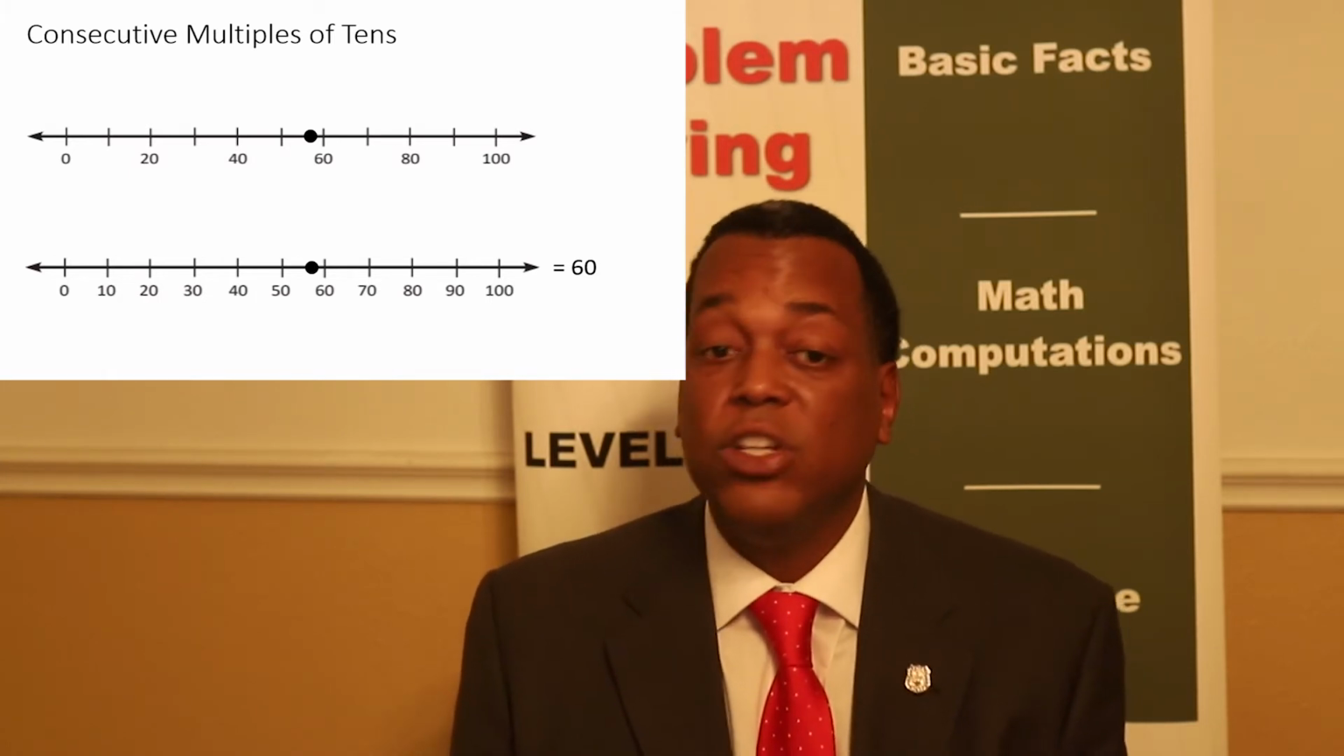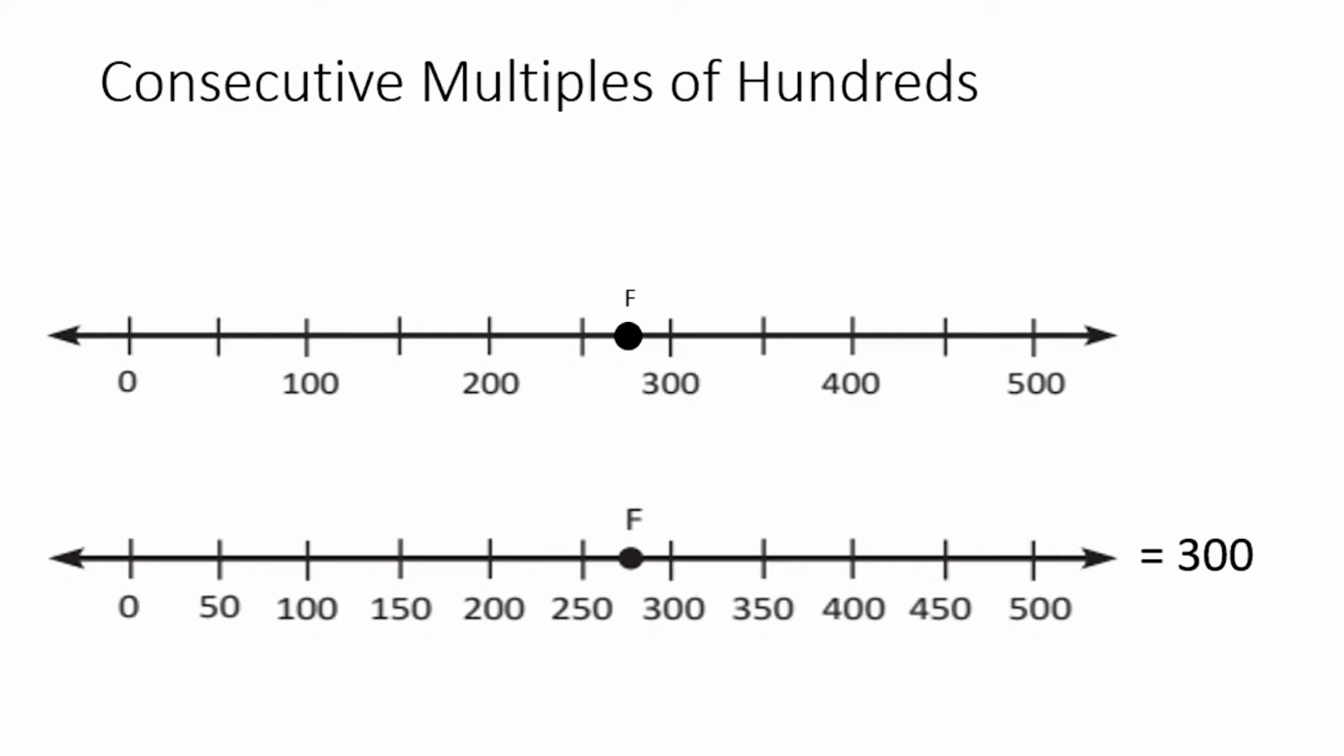On this next slide, you're looking at consecutive multiples of hundreds. And point F is the number that we want to represent on the number line. And you see right below the number line, we have you skip count. We have you filling in the numbers so you can understand what the multiples are counting by, and these are multiples of hundreds.